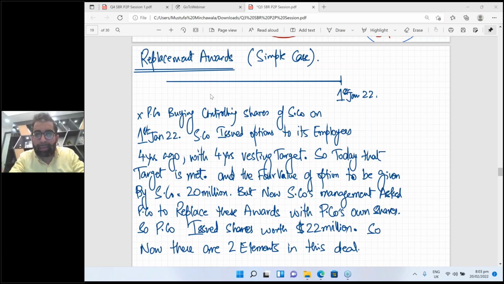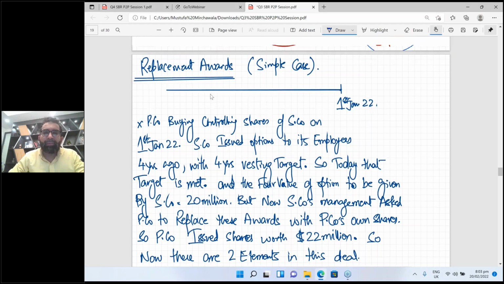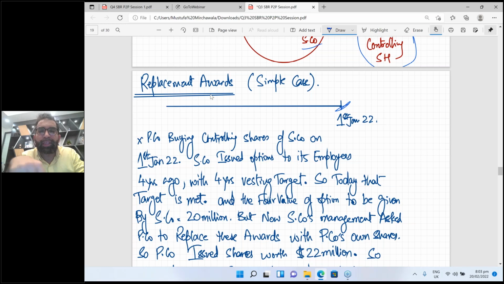Try to understand. I don't have a pen, but I will explain, don't worry. See, for example, parent company is buying a controlling stake of S company on 1st January 2022. Now listen to the story of S company. S company promised their own employees 4 years back that if you stay with us 4 years, we'll give you this many shares. Now these 4 years are completed on 1st January 2022. I repeat, P company wants to buy S company on 1st January 2022.